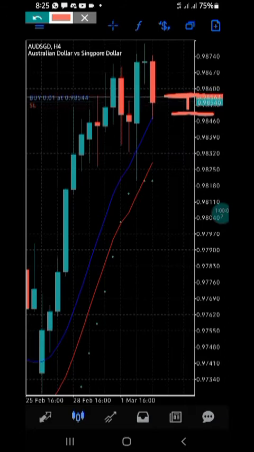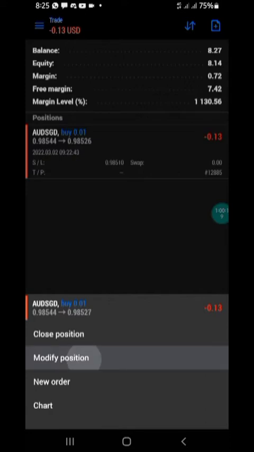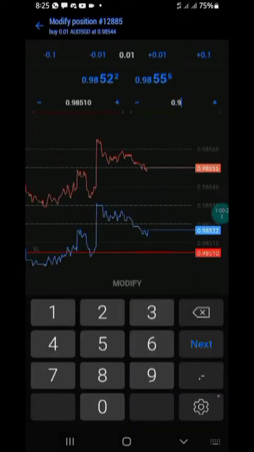Now I want to put my take profit here. I feel that the price will rise to that point, 0.98670. I go back here, modify. I put 0.98610. Okay.